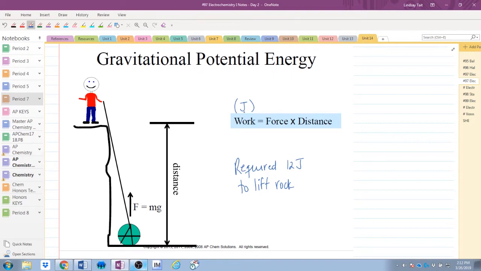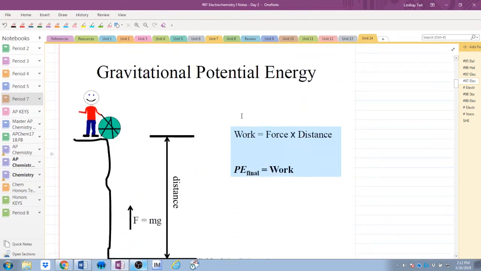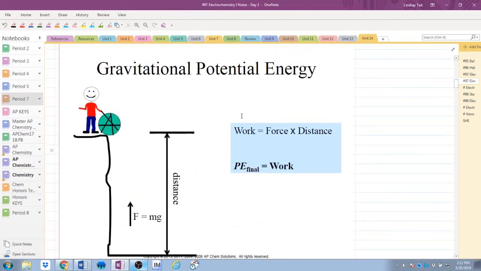Now, let's think of it the other way. Now this rock is at the top of the cliff. And what do we know about the first law of thermodynamics? Energy is conserved, neither created nor destroyed. So this 12 joules of work that I just did, where did it go? The answer is, it is now stored in the rock as potential energy.